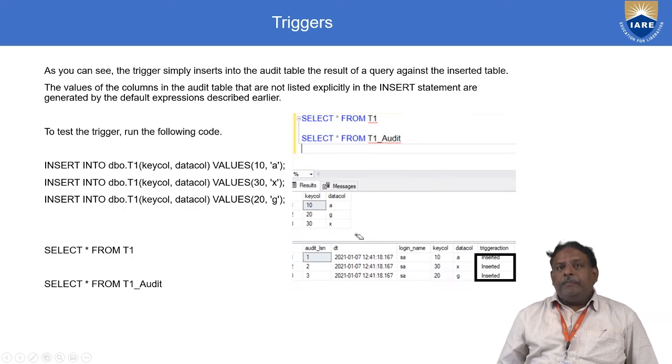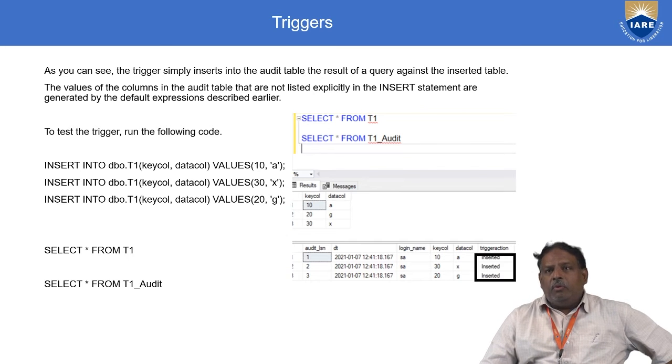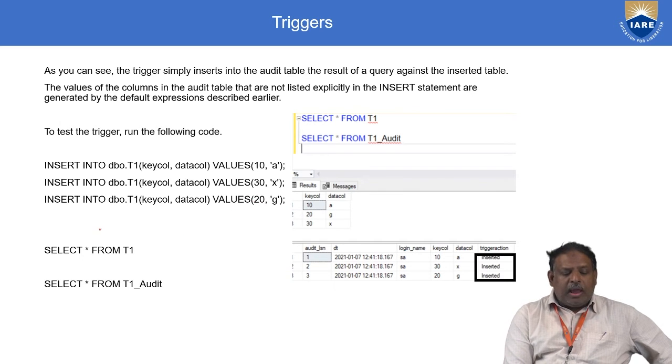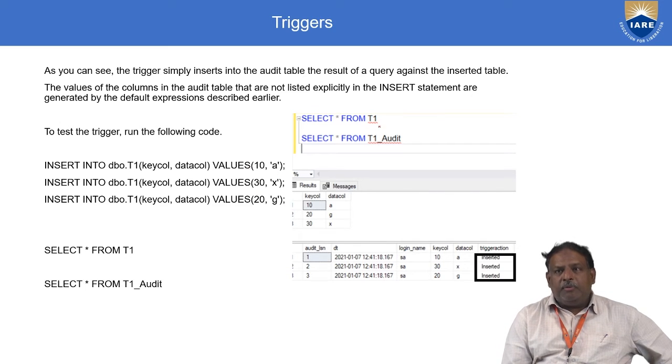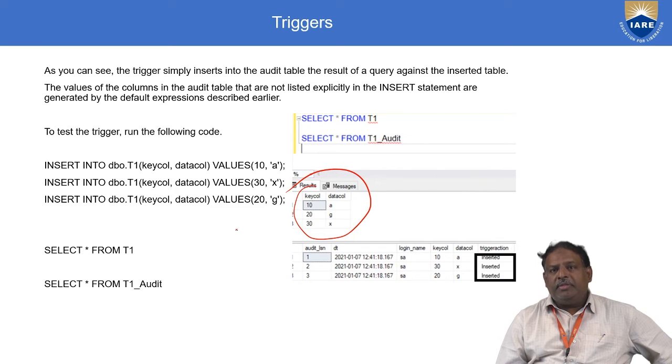Now what I am doing is inserting 10, 30, 20 into the T1 table. So I insert into T1 the values 10, A, 30, X, 20, G. When I say select star from T1, I'll find 3 records available here: 10, 20, 30.